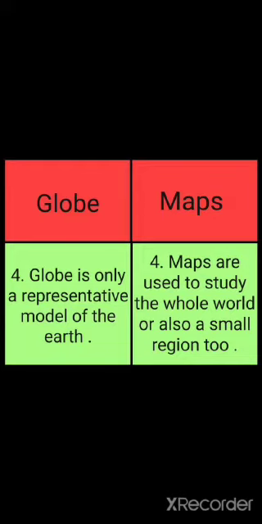The globe is only a representative model of the earth, whereas maps are used to study the whole world or also a small region too. You can see particular state-wise maps are also available, but a particular state-wise globe is not available. This way you can understand a small region by the map, but the globe is a complete representative model of the entire earth.